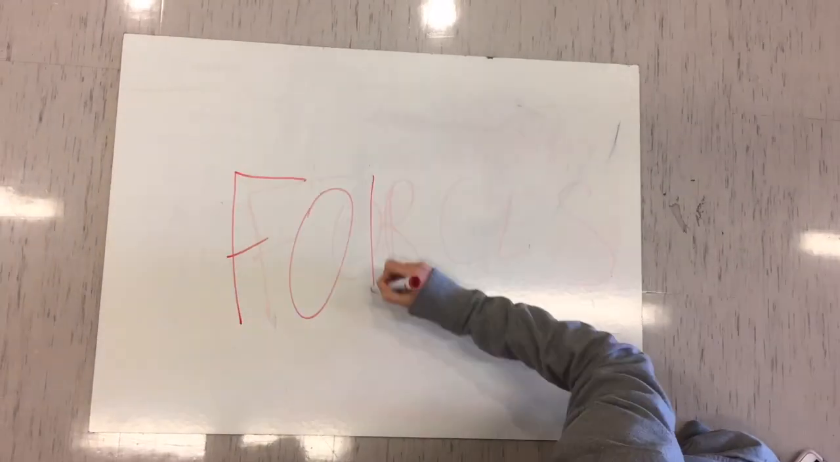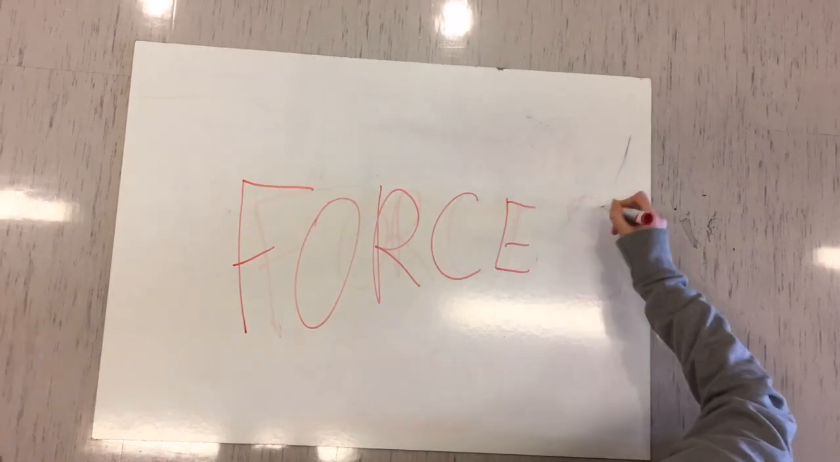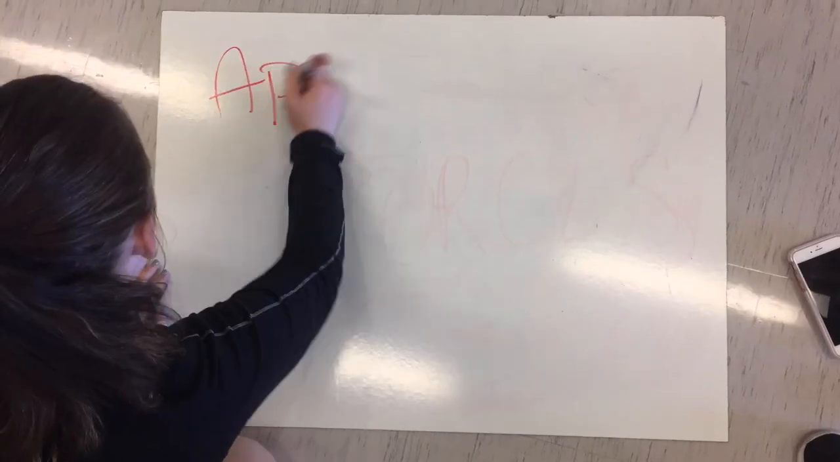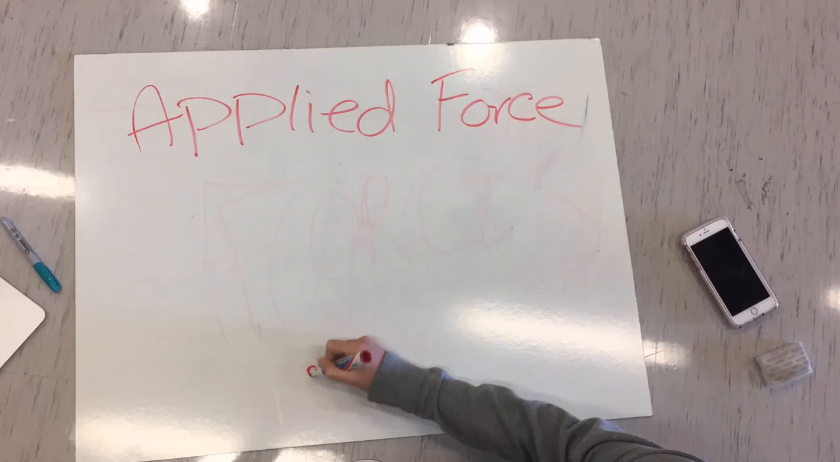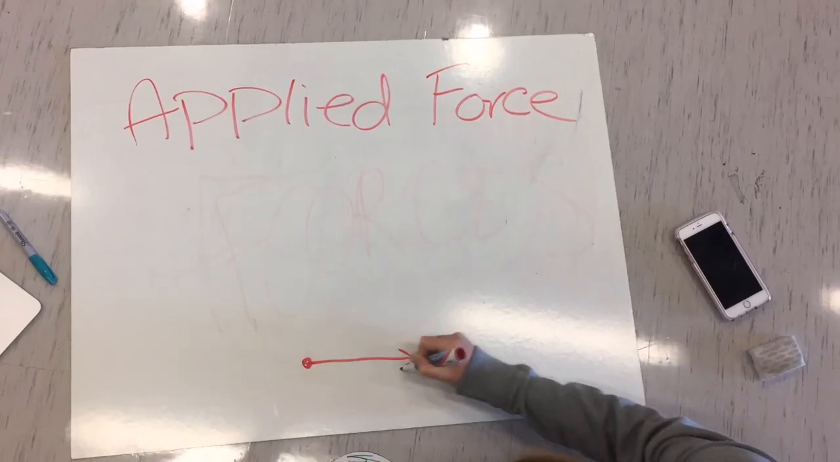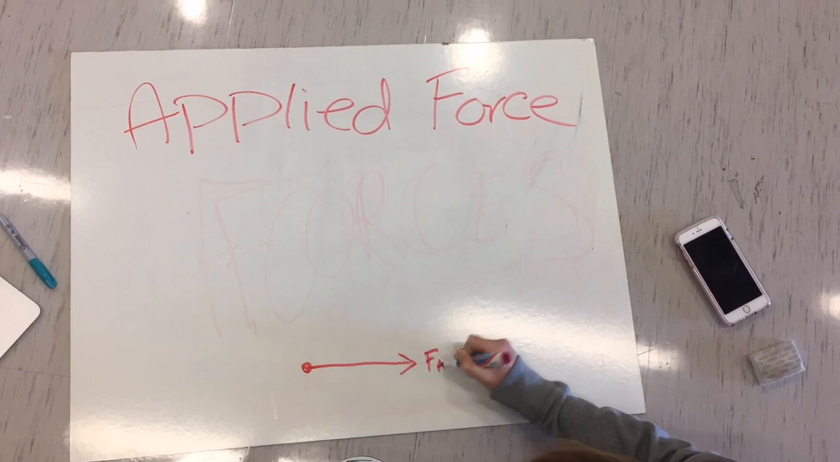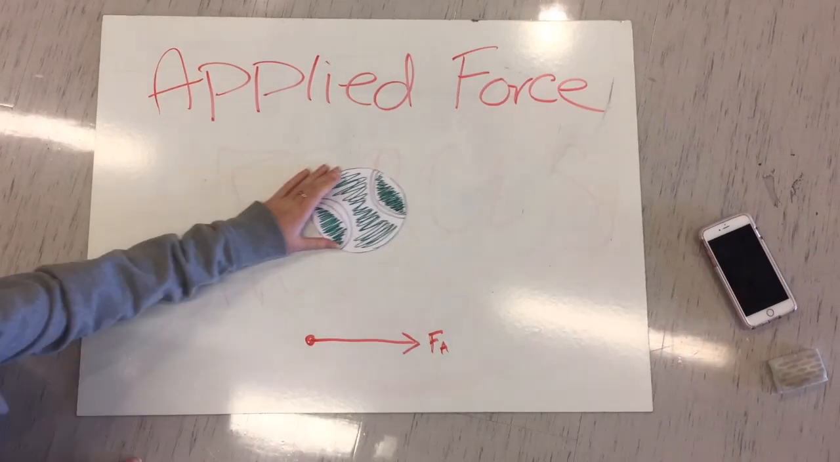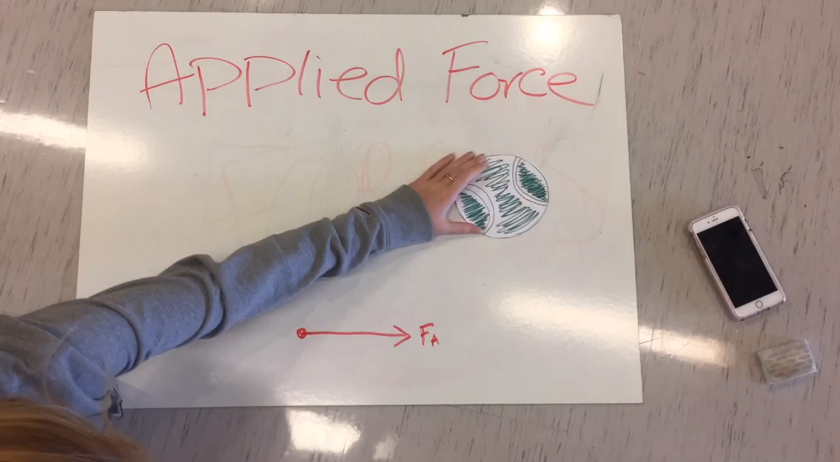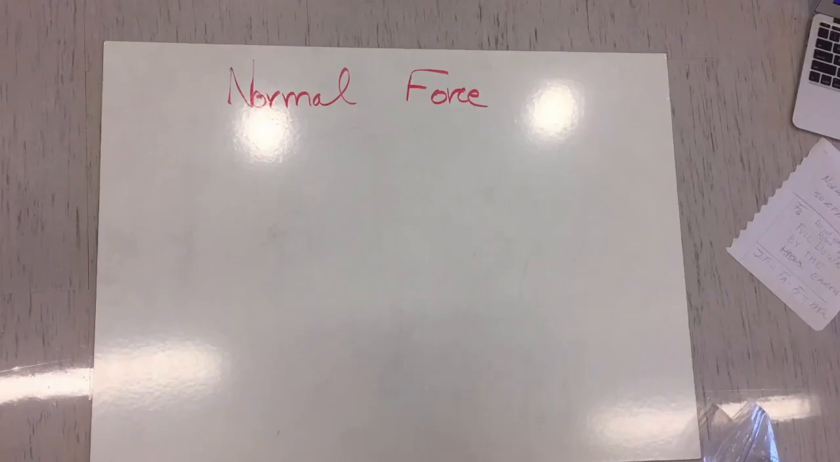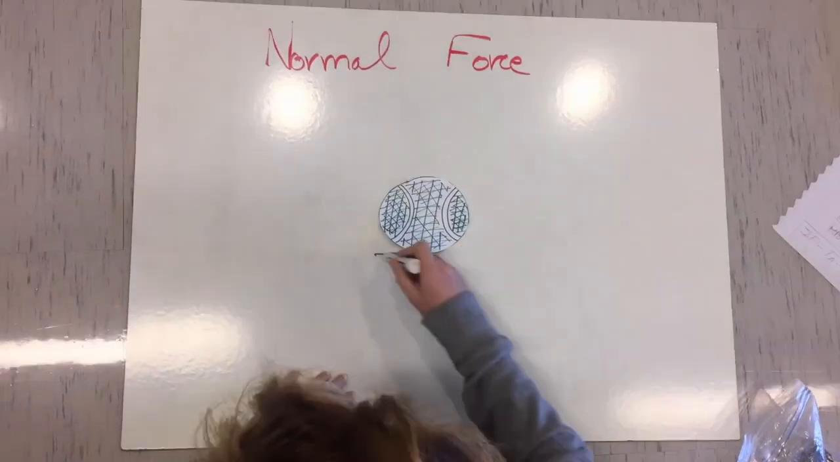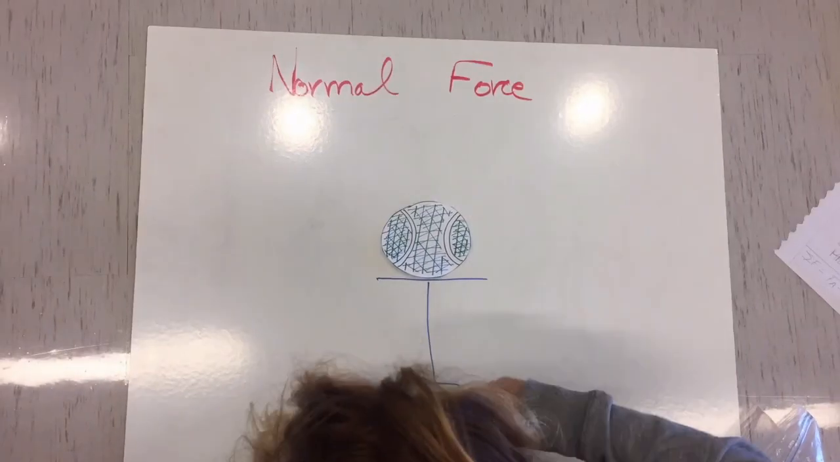Types of forces. The first one is the applied force. An applied force is applied to the tennis ball by another object or by a person. Normal force. The normal force is the support force exerted upon the tennis ball that is in contact with another stable object.